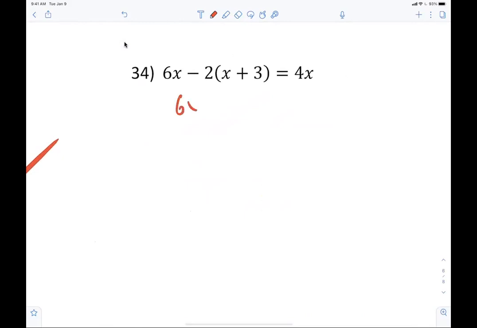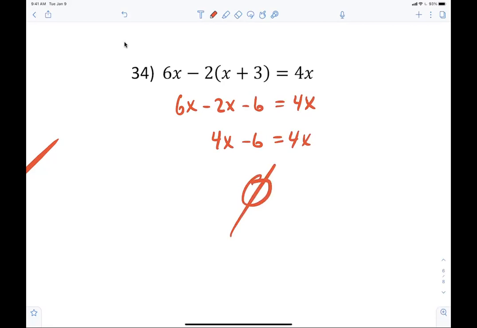All right, 6x minus 2x minus 6 equals 4x. Okay, here we go. 4x minus 6 equals 4x. Everybody should be able to look at that and say that looks a little weird. What is it? No solution. 4x minus 6 can't equal 4x. That's not possible. So that's why we would just say there is no solution. No solution. Everybody good with this?